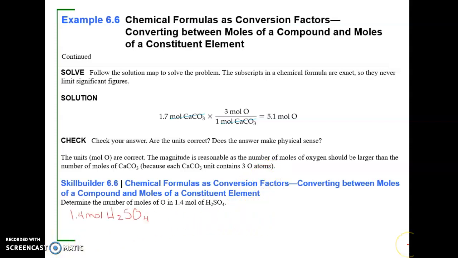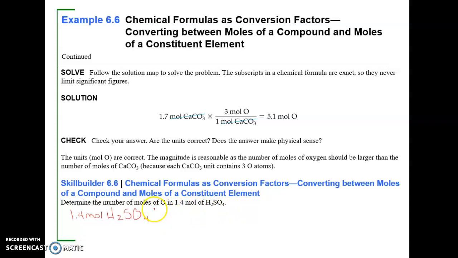All right, let's try this one. Determine the number of moles of oxygen in 1.4 moles of sulfuric acid. We're always going to start with what we're given, so that's 1.4 moles of sulfuric acid. How many moles of oxygen are in that? Well, there's 4. You can see right here.